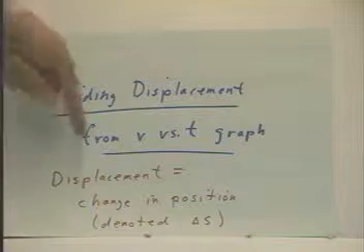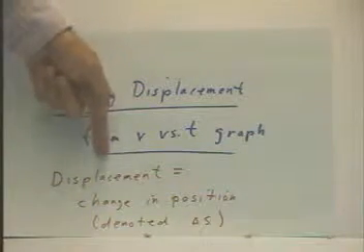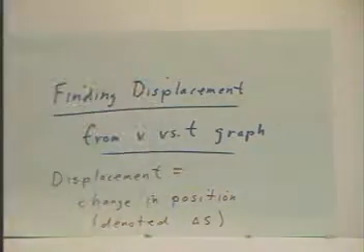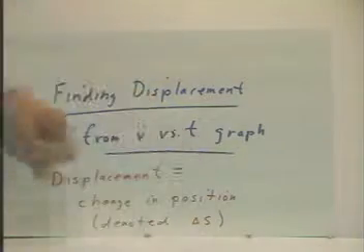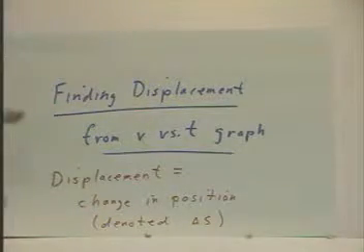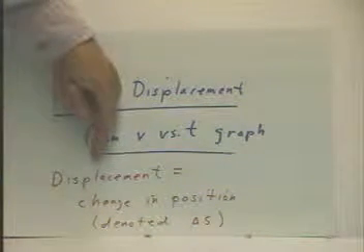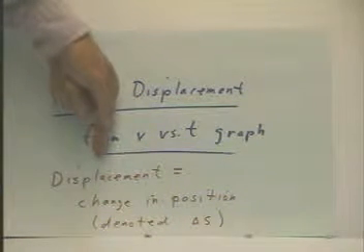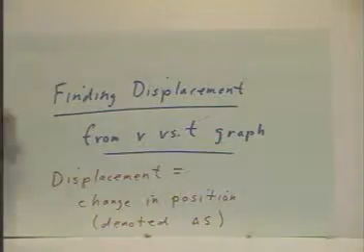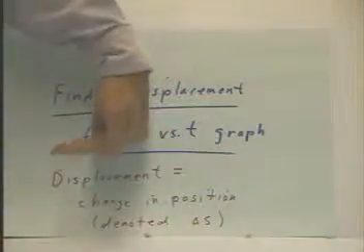Now, what do we mean by displacement? By displacement, we mean change in position. Okay, change in where the object is. Often the same as distance. The only difference between distance and displacement is that displacement can be positive or negative. We can go in the positive x direction or the negative x direction, let's say.